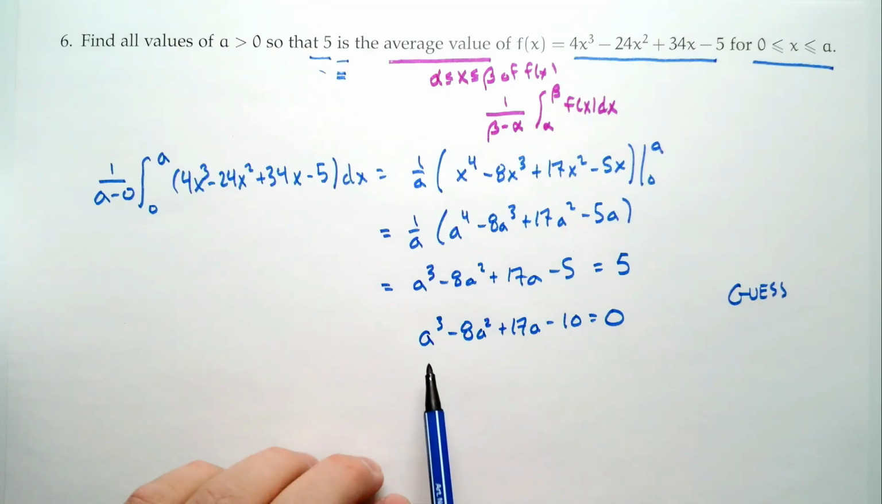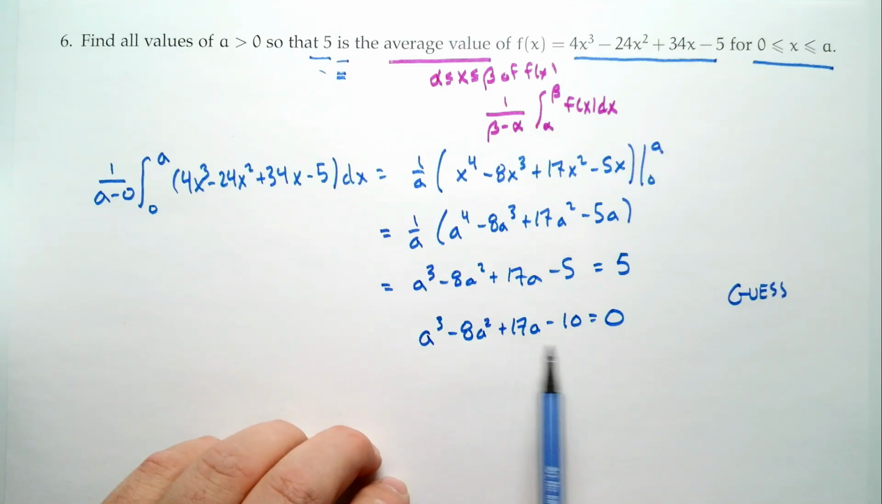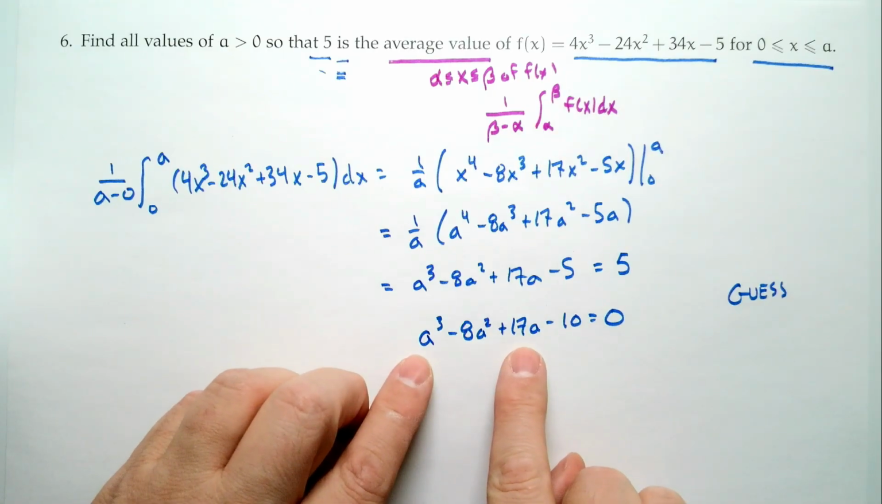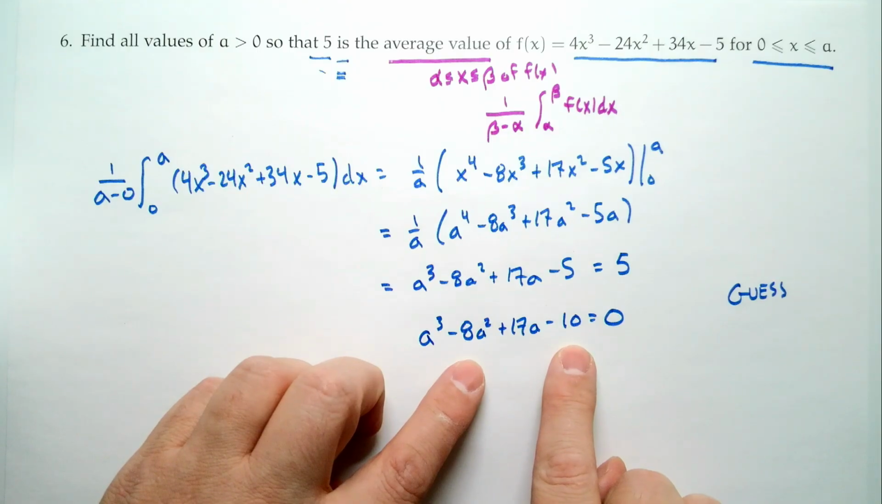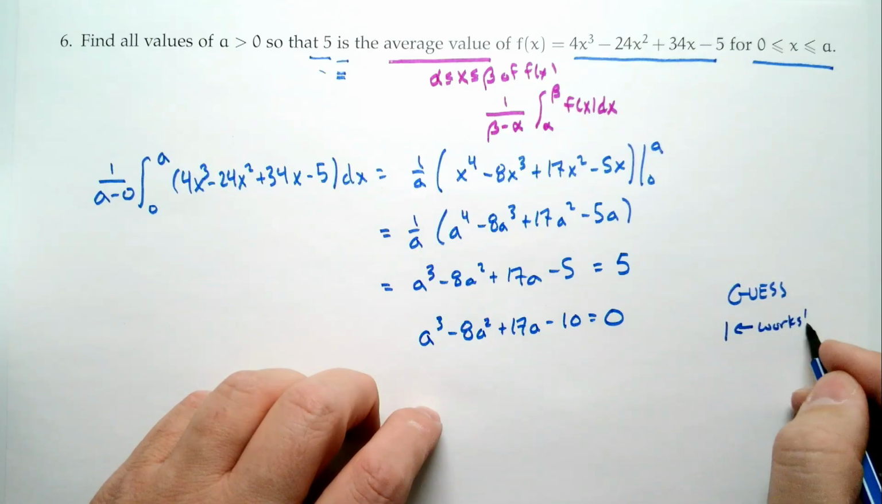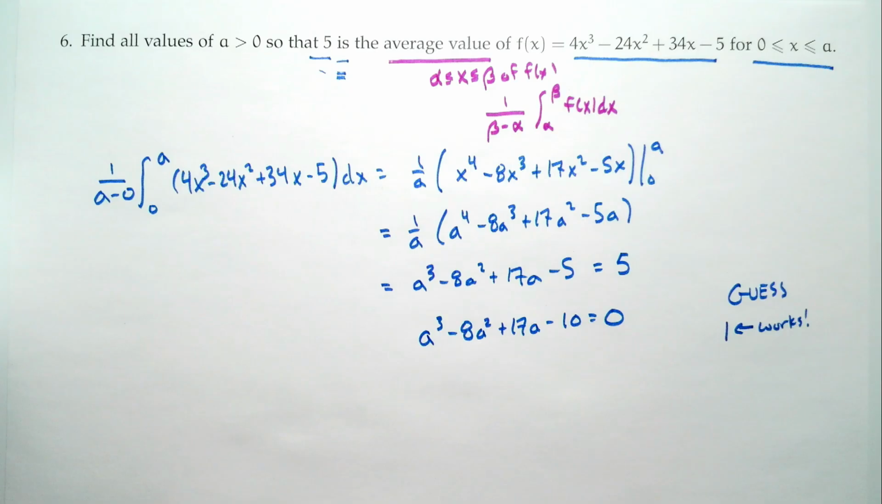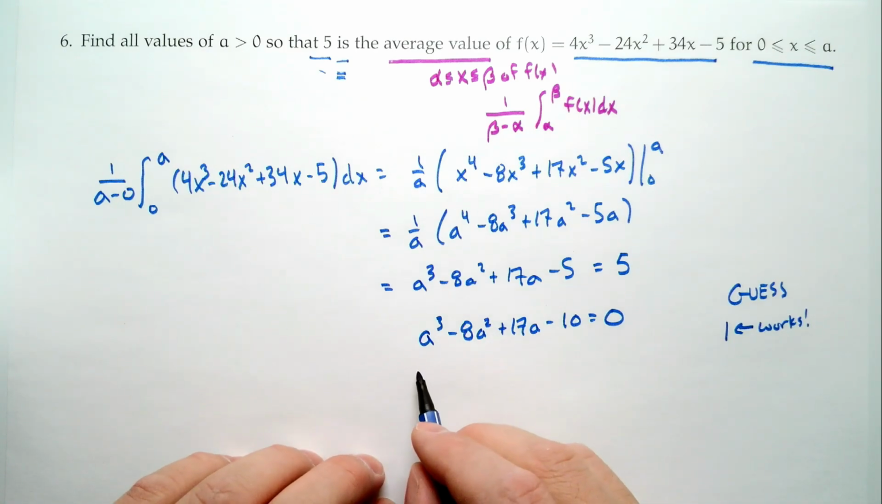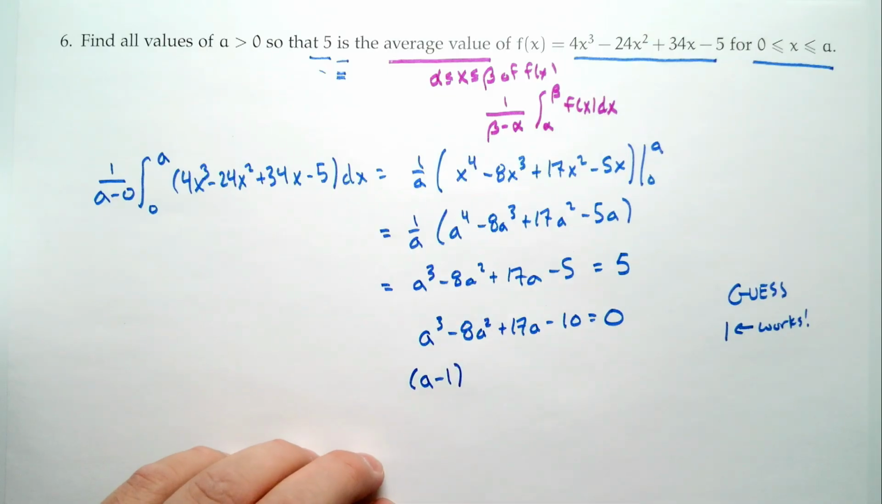1? 1 minus 8 plus 17 minus 10. Let's see, wait, hold on. That's 1 plus 17 is 18. Minus 8 minus 10 is also 18. Aha! 1, that works. Okay, good news. We've made progress. Now, how do we get the rest? Well, we know if 1 works, what that means is that a minus 1 has to be a factor. Right? Because 1's a root.